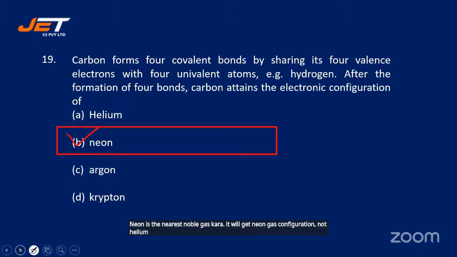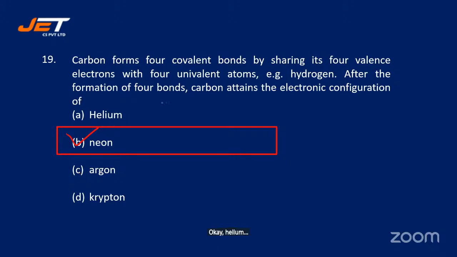Don't get confused. Helium is not the noble gas configuration which carbon tries to get, unless it donates all its 4 electrons. Even then it would be a carbon proton, and it would not get the helium gas configuration. So it will get the neon gas configuration.